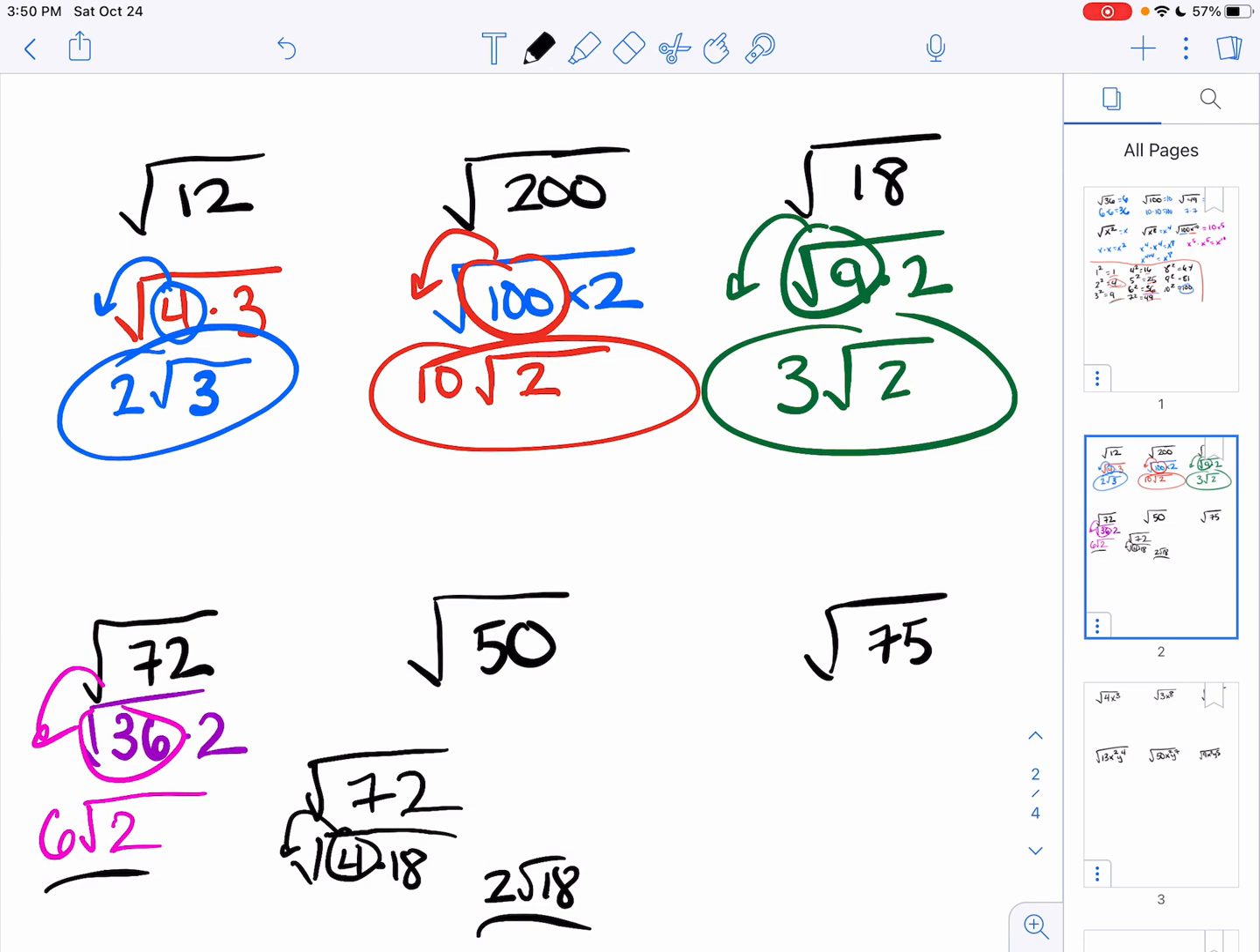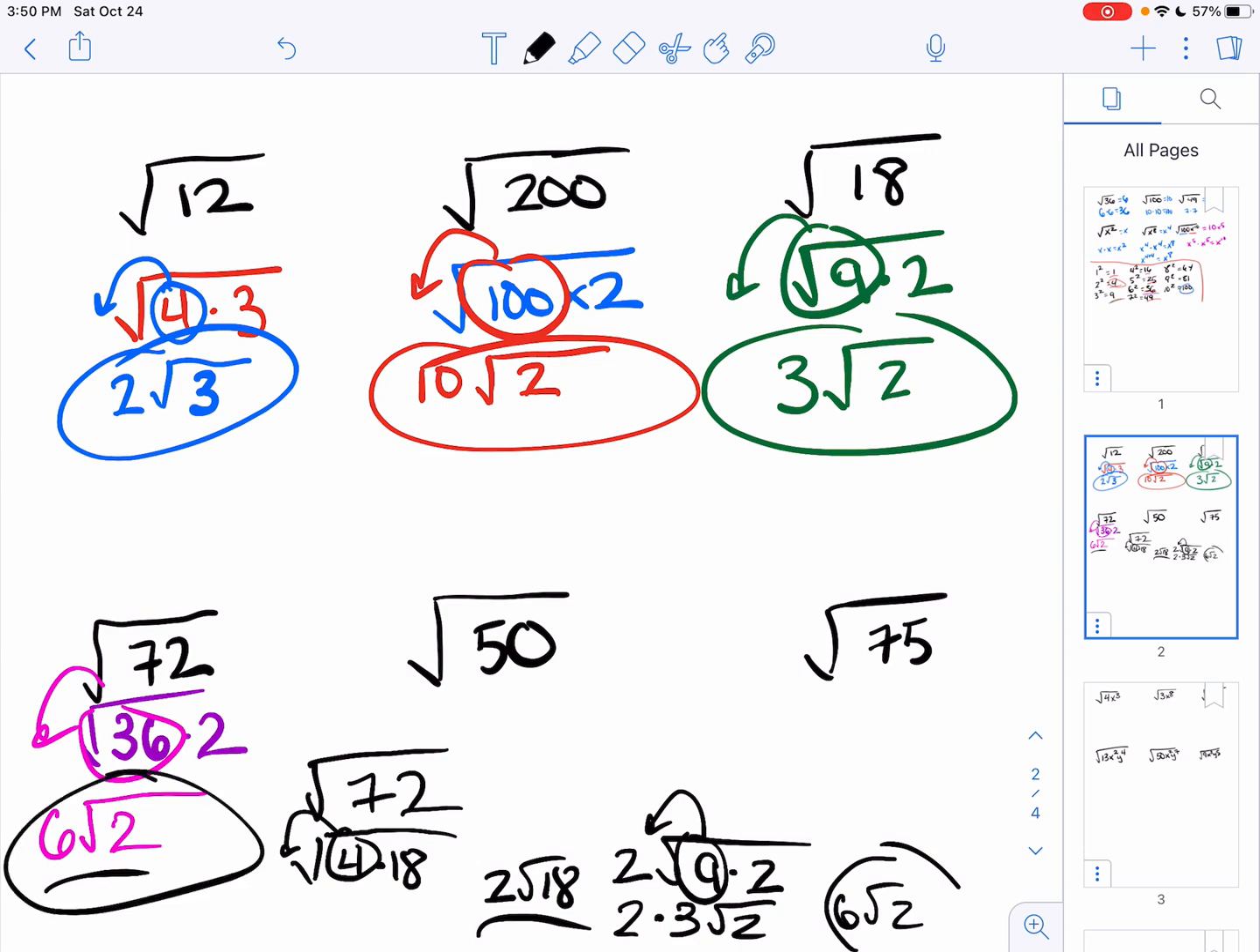Well, let's wait a second, because look, 18, there's actually a perfect square that goes into 18, and that is 9. So we can split up 18 into 9 times 2. We keep our 2 outside the radical. So now the 9 will come out as a 3, and the rule is when you do this, we have to multiply the 2 times the 3 that we're getting. So we have 2 times 3 radical 2, which will wind up being 6 radical 2. So it actually is the same thing.